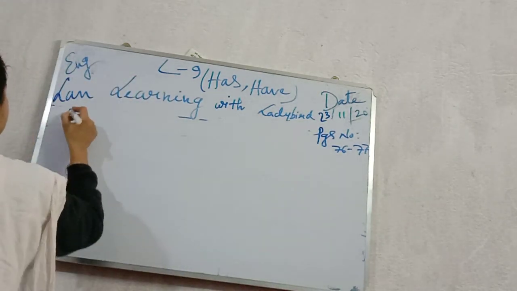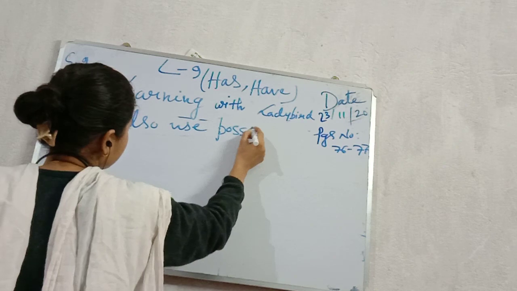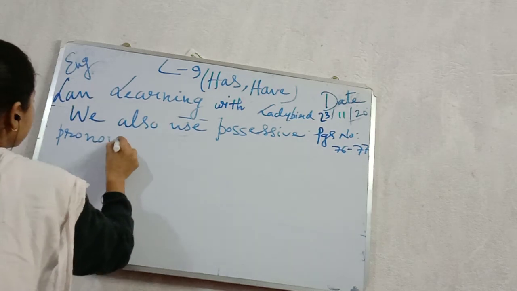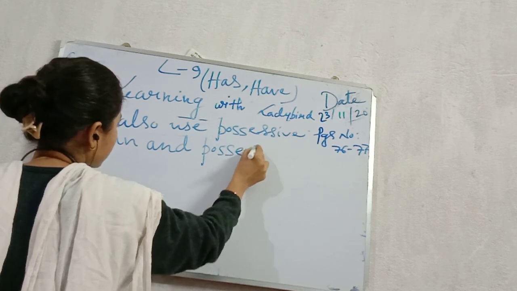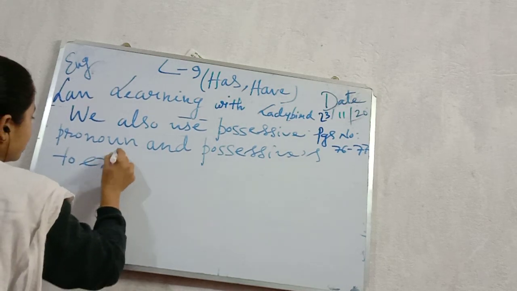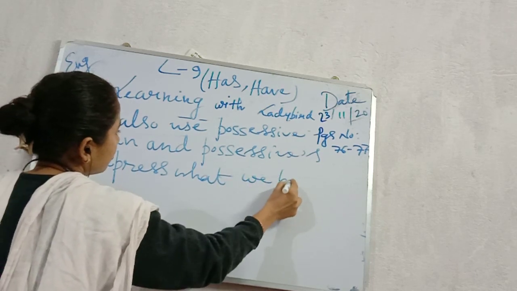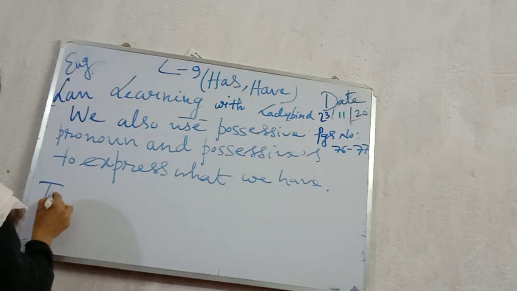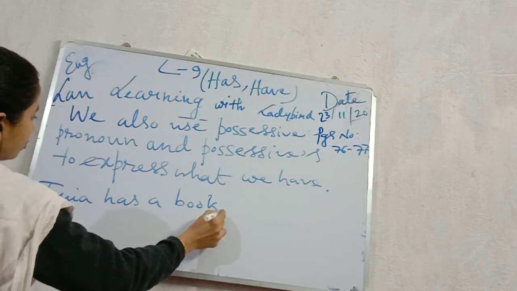We also use possessive pronouns and possessives to express what we have. Now how? Tania has a book. Yes, a story book, full stop.